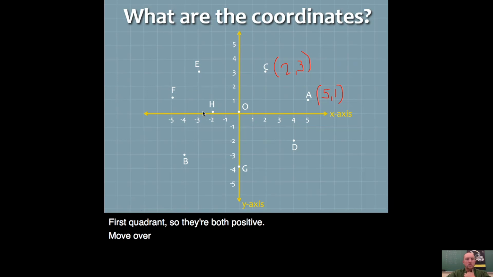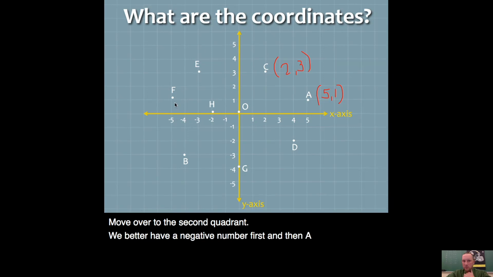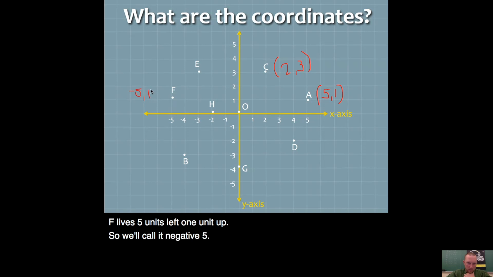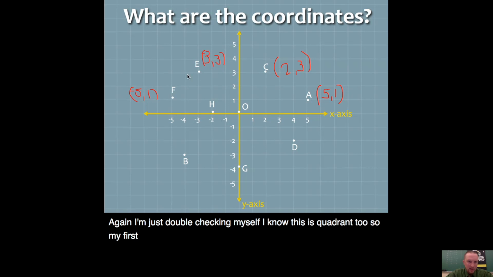Move over to the second quadrant. We better have a negative number first and then a positive number. F lives 5 units left, 1 unit up. So we'll call it -5, +1. E lives at -3, +3. Again, I'm just double checking myself. I know this is quadrant 2, so my first number better be negative, my second number better be positive.